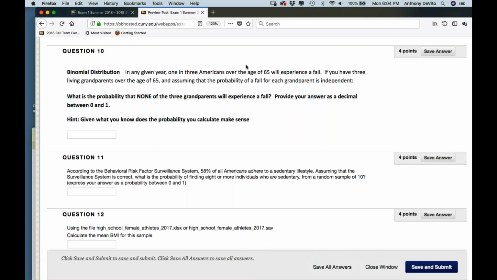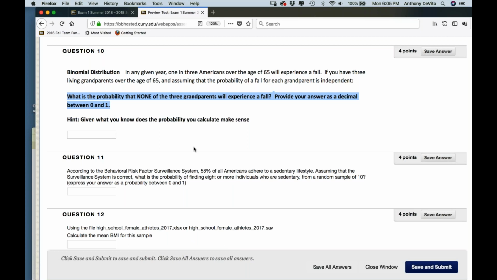In any given year, 1 in 3 Americans over the age of 65 will experience a fall. If you have 3 living grandparents over 65, assuming the probability of a fall for each grandparent is independent, in other words, there's nothing that would suggest that 2 grandparents are more likely to fall than a third, or that you selected people over 65 randomly. Assuming that's true, what's the probability that none of the grandparents will fall?